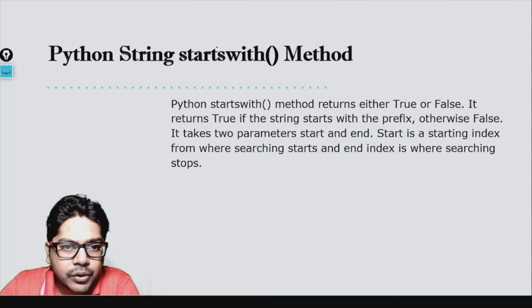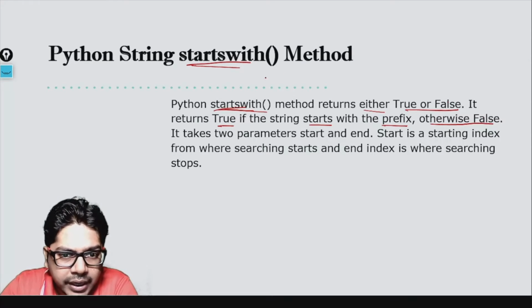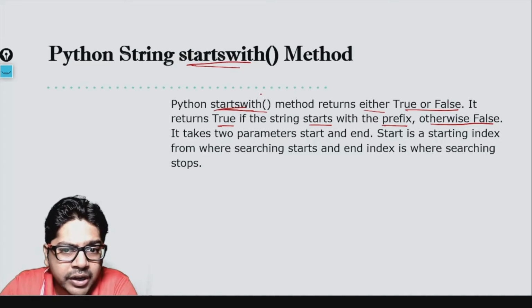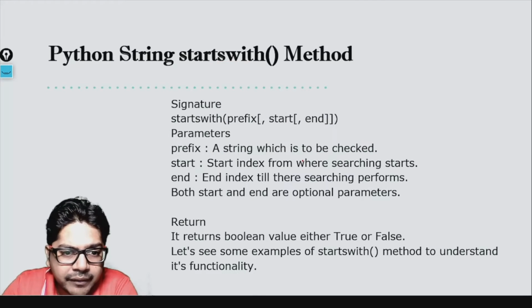So now let's go to the next function that we have, which is startswith. The Python startswith method returns either true or false. It returns true if the string starts with a prefix, otherwise it returns false. So here you check if it starts with a particular string or not. If it starts with a particular prefix, then it returns true, otherwise it returns false. It takes two optional parameters, start and end. Start is the starting index from where the searching starts, and end is the end index where the searching stops. Let us have a look at the signature.